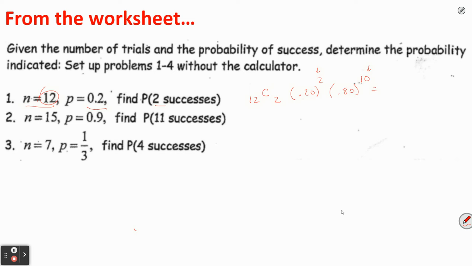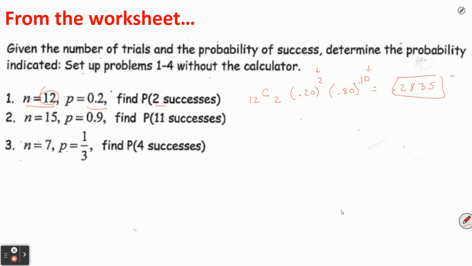And if we type that out, 12 choose 2. And then 0.20 to the power of 2, 0.80 to the power of 10. We get something like 0.2835 just for that, without any context.